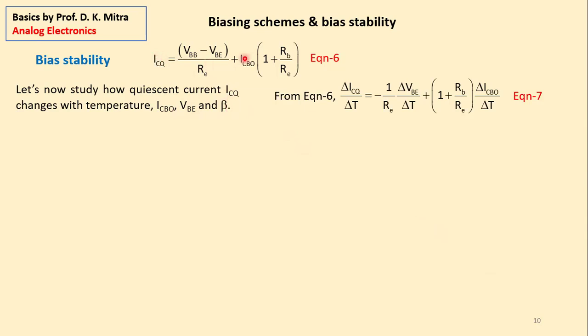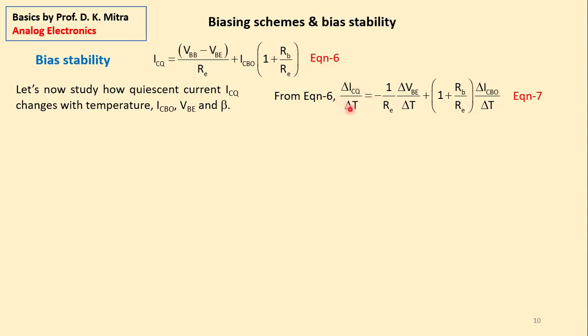This equation 6, we are studying the temperature effect. So we differentiate ICQ by del T. Here, VBB is constant, so there is no differentiation. So this is 1 by RE del VBE by del T plus del ICBO by del T times 1 plus RB by RE. This is equation 7.